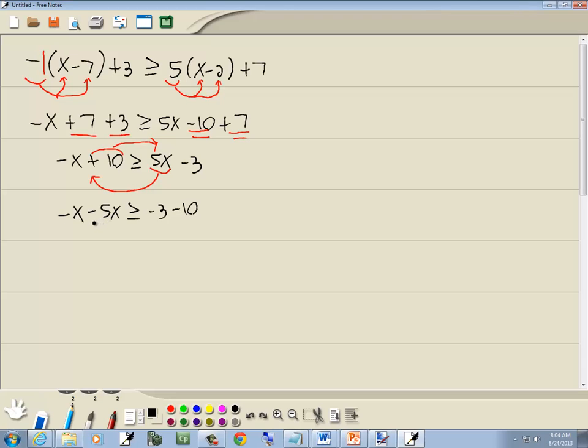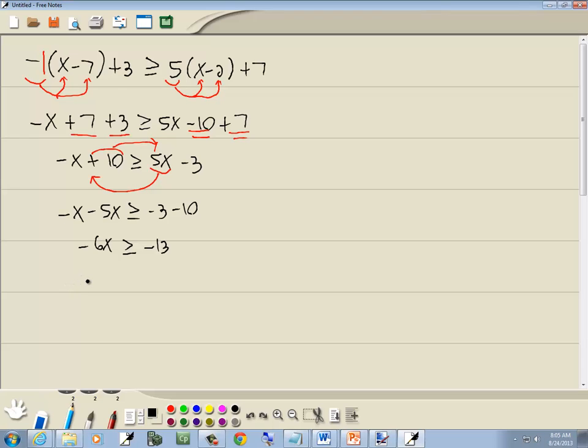Combine together like terms at any step. Negative x, negative 5x is negative 6x. Remember, there's an invisible 1 before the x here, so negative 1, negative 5. And at any step, combine together numbers. Negative 3 and negative 10 gives us negative 13.